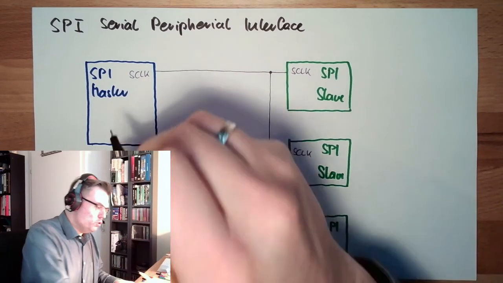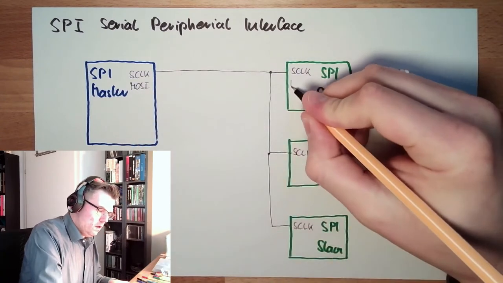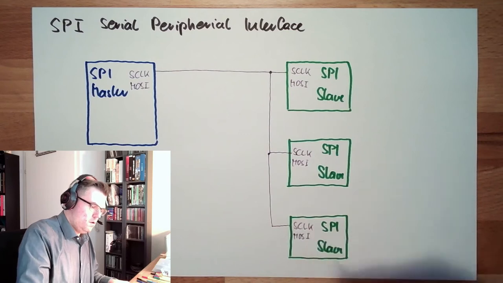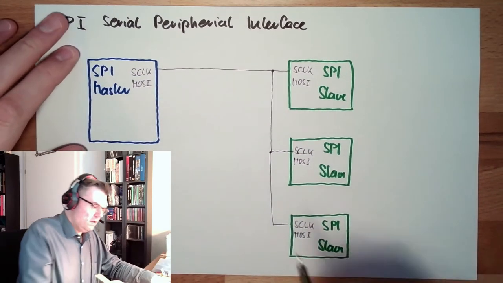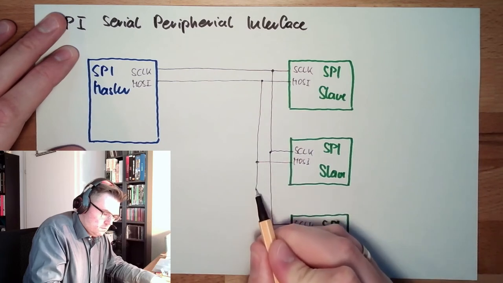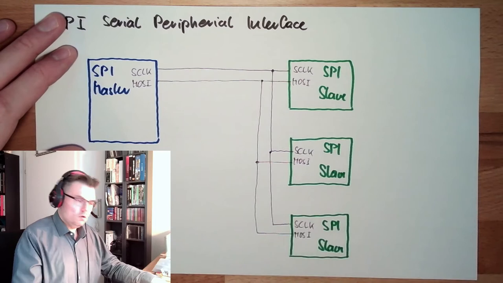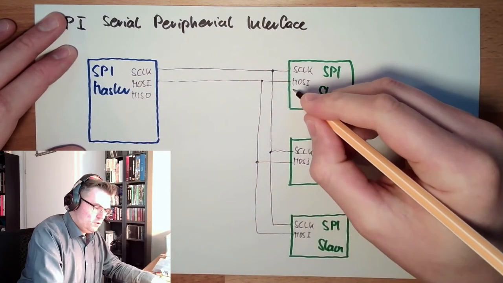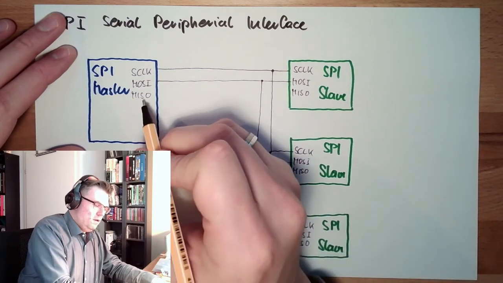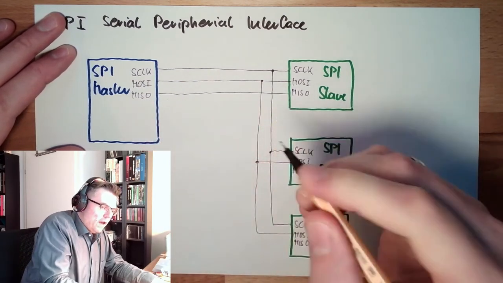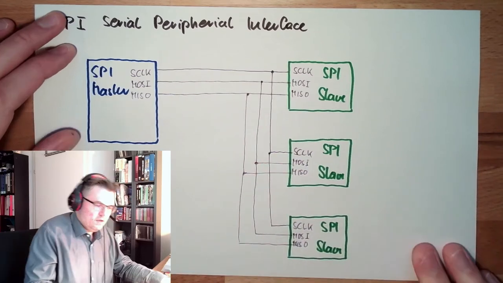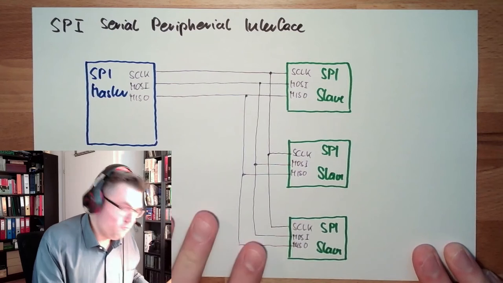Then there's a line called MOSI. MOSI means master out, slave in. They are also connected. And there's a MISO. It's not a soup, not miso soup in the Japanese restaurant. It means master in, slave out. And those are also connected. Since we have two different communication lines in two directions, this is a full duplex system.